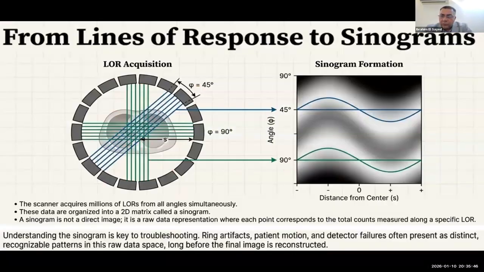So it will determine the distribution of radioactivity that would produce exactly those LORs. This is an inverse mathematical problem. We know the projection, which is the detected coincidences, and must obtain the object or activity distribution. Here comes the sinogram. Sinogram is like what we see here.